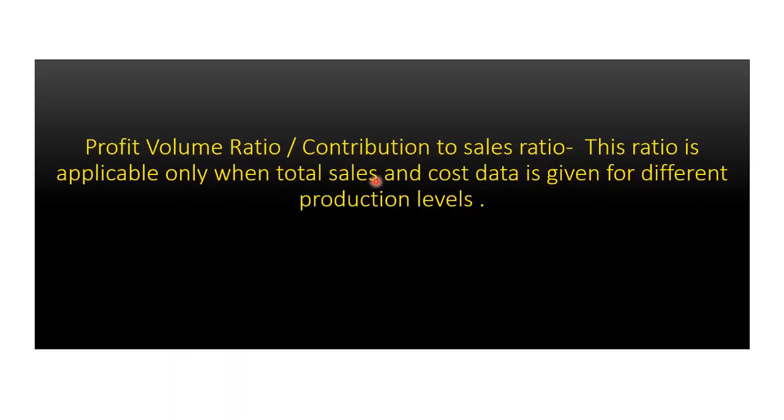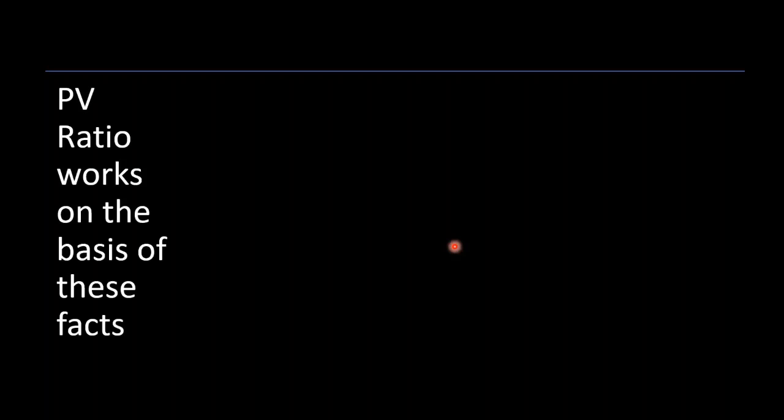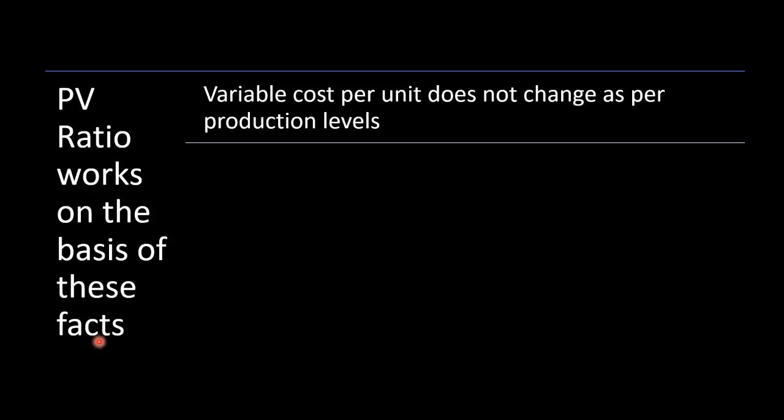Concept-wise, this ratio is applicable when total sales and cost data is given at different production levels, right? It can be different points in time or different production levels. PV ratio works on the basis of these facts. Once we get this very clear into your mind, every problem will be very easy to solve. Variable cost per unit does not change as per production levels. We've spoken about this at the beginning of the chapter. Variable cost per unit does not change. That is why it is called variable cost.